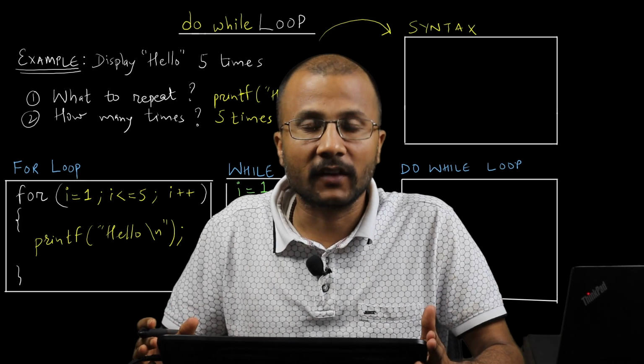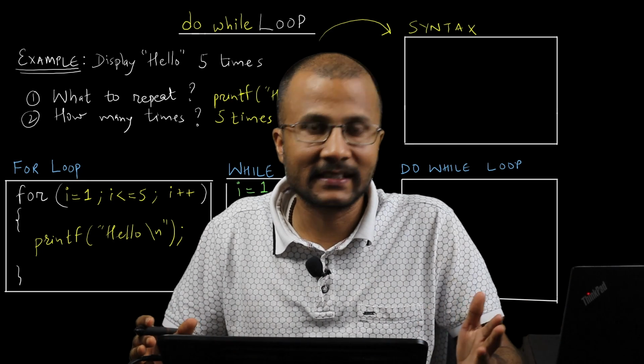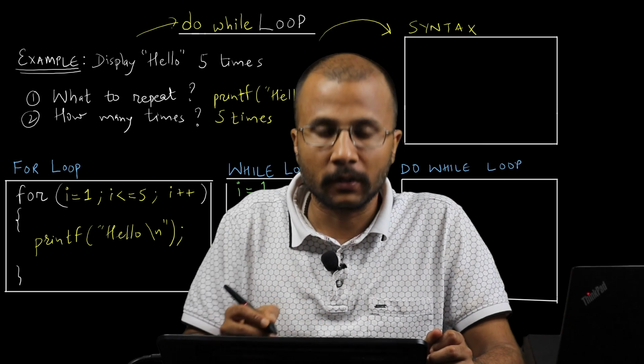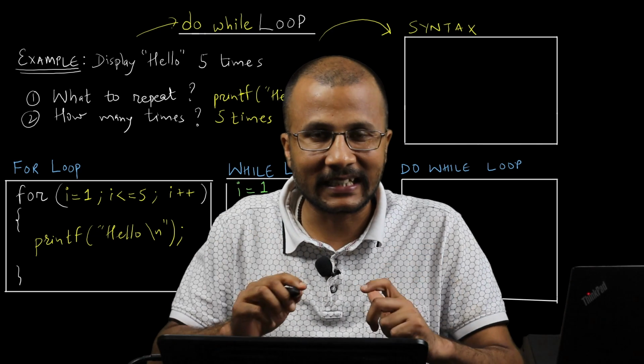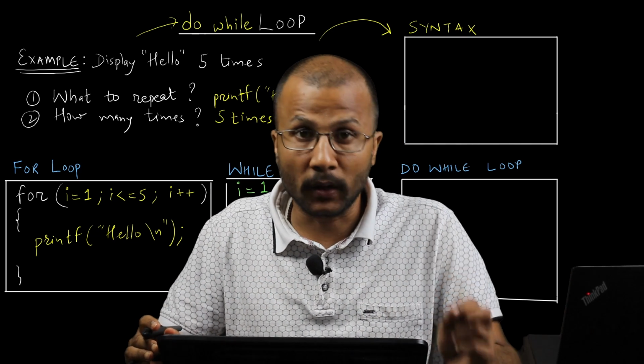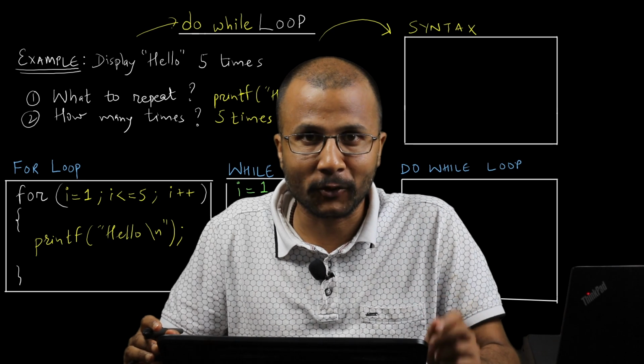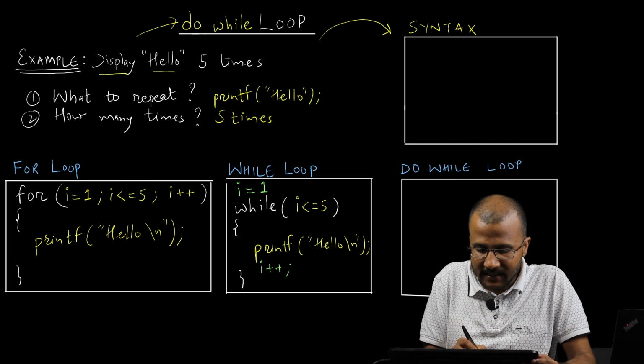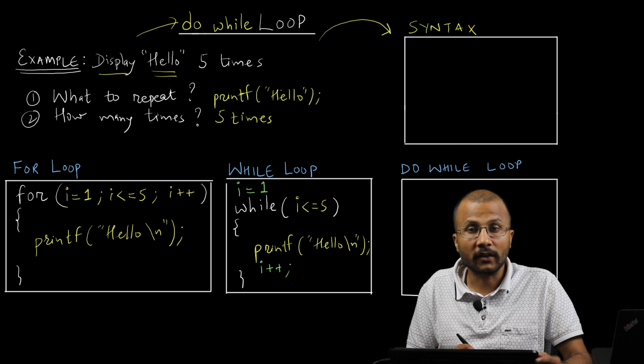We are in the process of learning about looping in C language. In this lecture, we are going to learn about the do-while loop, how it works, about the syntax, and we are going to demonstrate the working of do-while loop by writing a computer program. So let's get started. Let us take an example of displaying the message hello on the screen 5 times.